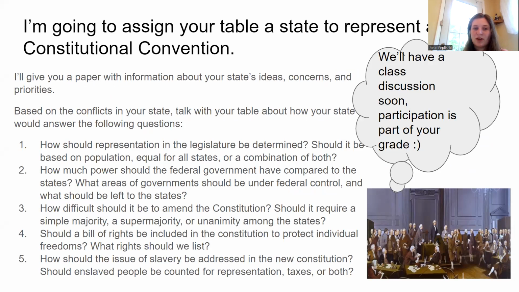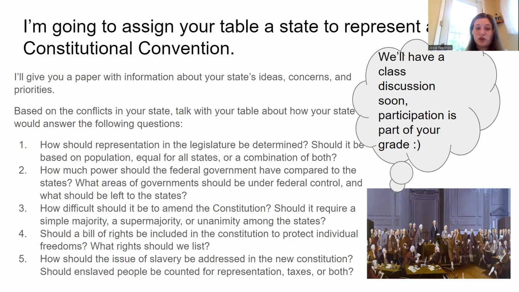How should they determine representation in the legislature? Should it be based on population? Should it be equal for all states, or a combination of both? How much power should the federal government have compared to states? What areas of government should be under federal control, and what should be left to the states? How difficult should it be to amend the Constitution? Should it require a simple majority, a supermajority, or unanimity among the states?